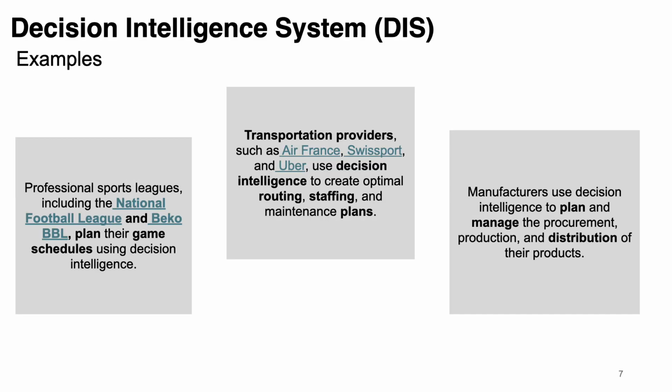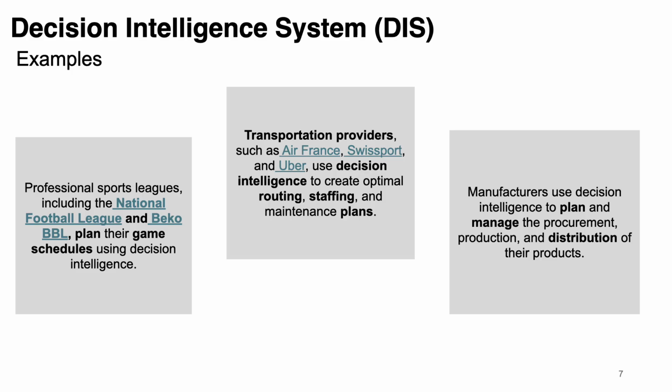Where do we see this in action? The impact of DIS is global and spans across industries. In transportation, giants like Air France, Swissport, and Uber use these systems to create optimal routing, staffing, and maintenance plans. Every minute an airplane sits idle or a driver takes a suboptimal route is a cost, and DIS minimizes that waste.